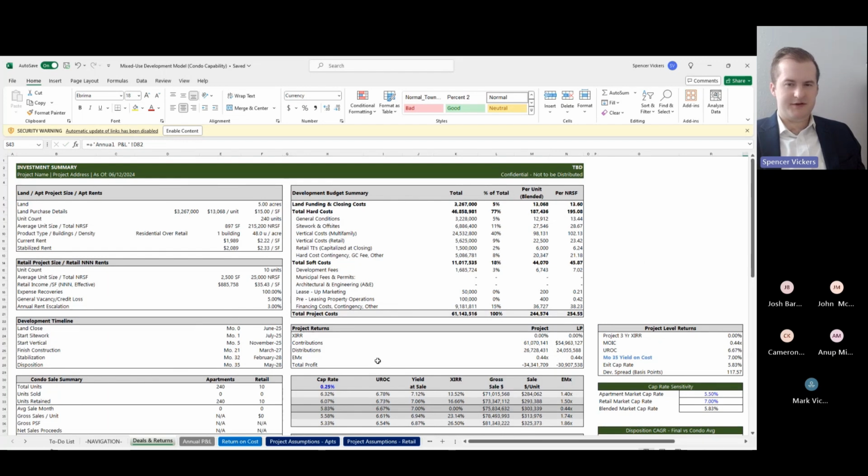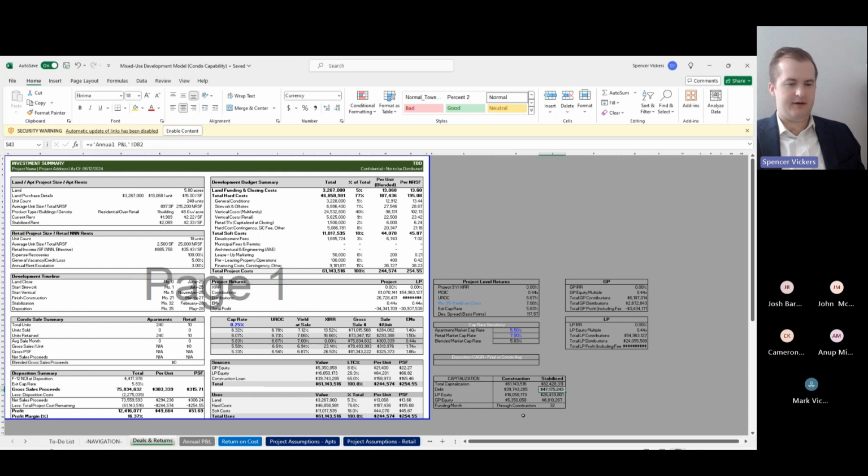So that is the deals and returns tab. I'm going to put it in print view for a second here. So print view gives you an easy print cutout that you can save as a PDF, or you can incorporate this into an investment deck. Just makes that part of this quantitative analysis a lot easier.